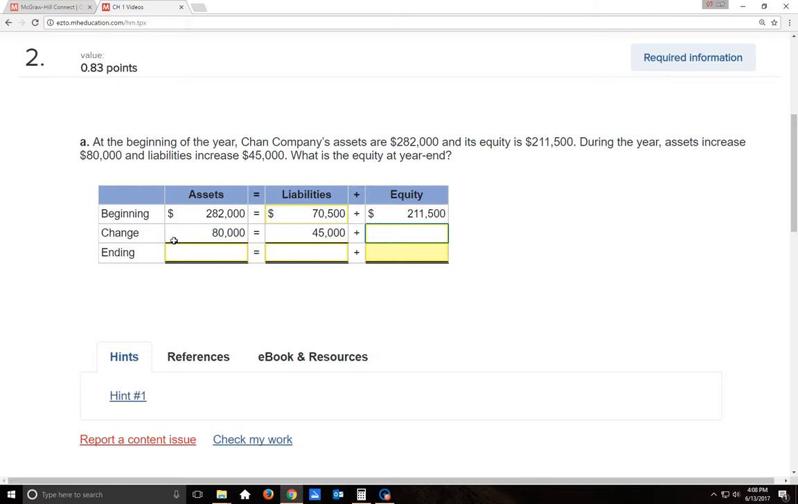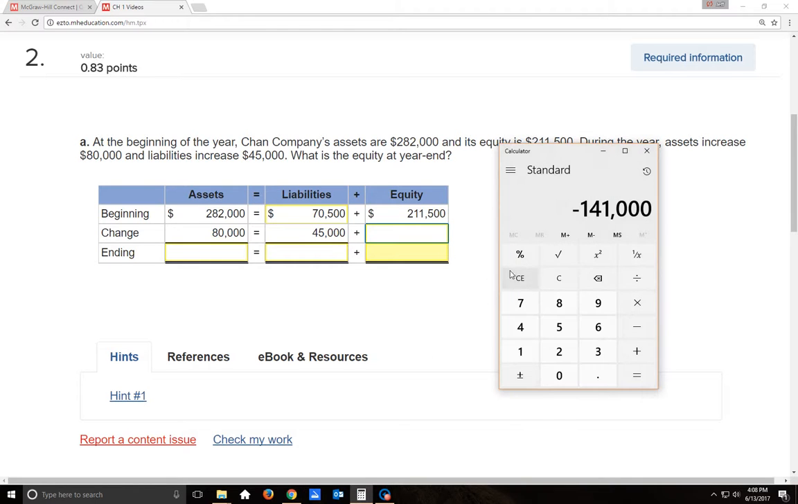But things changed during the year, so let's enter the amount of these changes. During the year, assets increased $80,000, liabilities increased $45,000. But we're not given what stockholders' equity was. But the changes had to have occurred in balance as well. So if there were $80,000 in asset changes, creditors had claims of 45 of those changes. The balance must be stockholder claims on those asset changes.